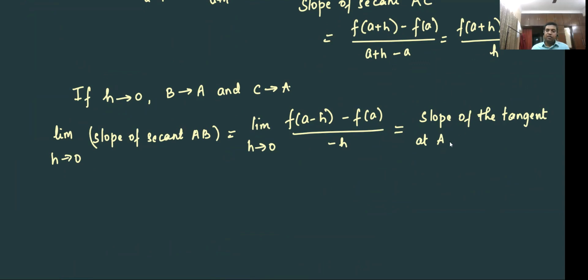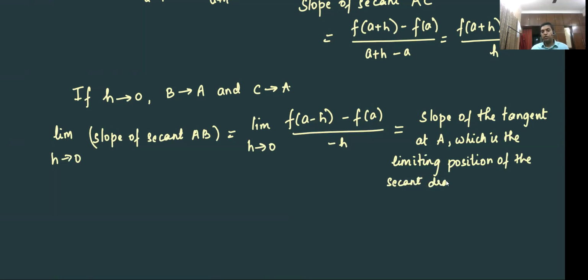Which is the limiting position of the secant drawn to the left of A.